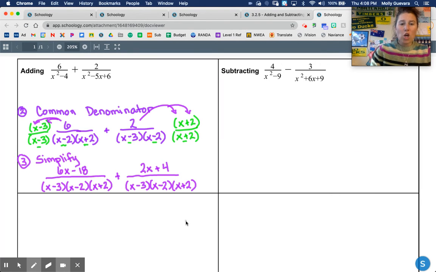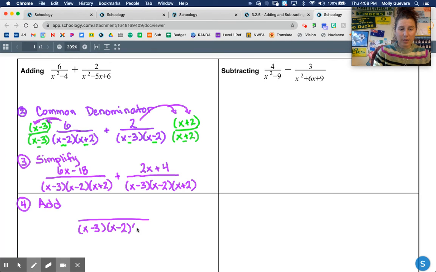Okay. Once I have a common denominator, so now I have a common denominator, I can move on to my step 4, which is just to add. And when I add fractions, the bottom stays the same, right? So I have x minus 3, x minus 2, x plus 2, so that just becomes the denominator. And then I'm going to add the top, so 6x minus 18 plus 2x plus 4.